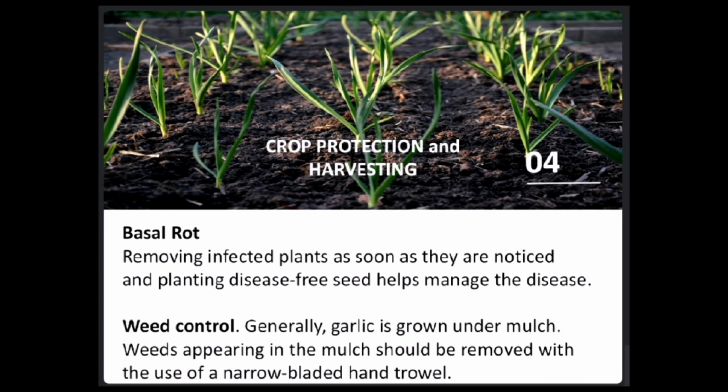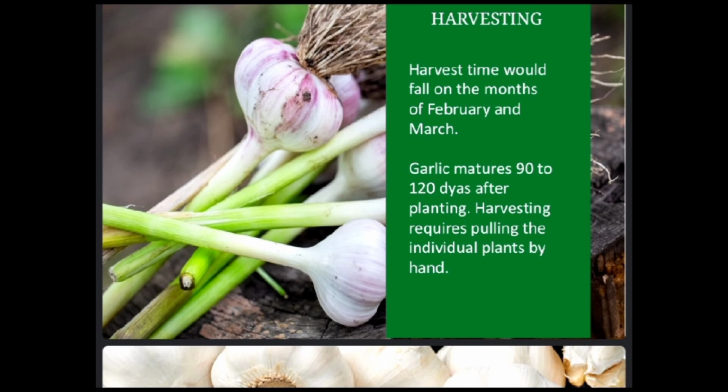Weed control. Generally, garlic is grown under mulch. Weeds appearing in the mulch should be removed with the use of a narrow-bladed hand trowel. When do they harvest? Harvest time would fall on the months of February and March. Planting garlic requires arduous work and constant care. Hence, the steep market value of the crop, although the prices are also greatly affected by the supply and demand.